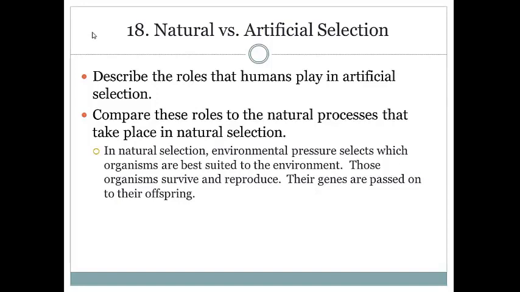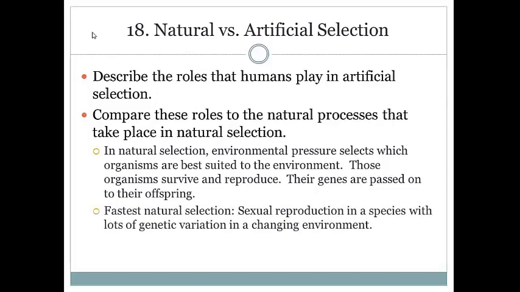That gene will become more common in the population. The fastest natural selection is going to occur whenever there's sexual reproduction, so that means lots of genetic variation, in a changing environment. The changing environment means that the pressure acting upon that population is going to be changing. So as the pressure changes, only those organisms that are best suited to the environment will be able to survive.